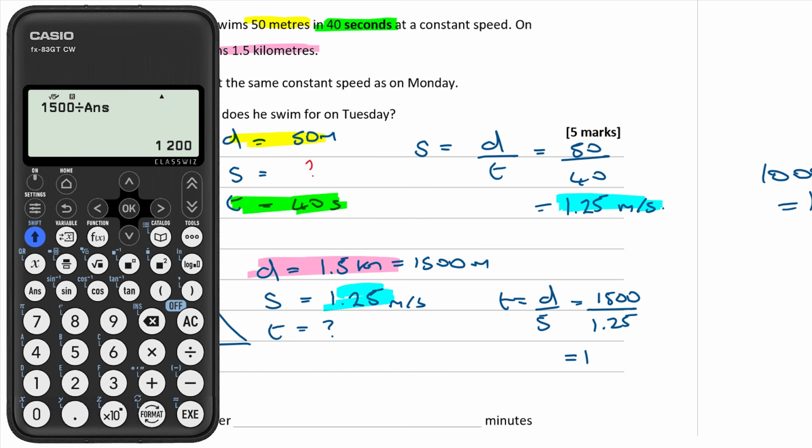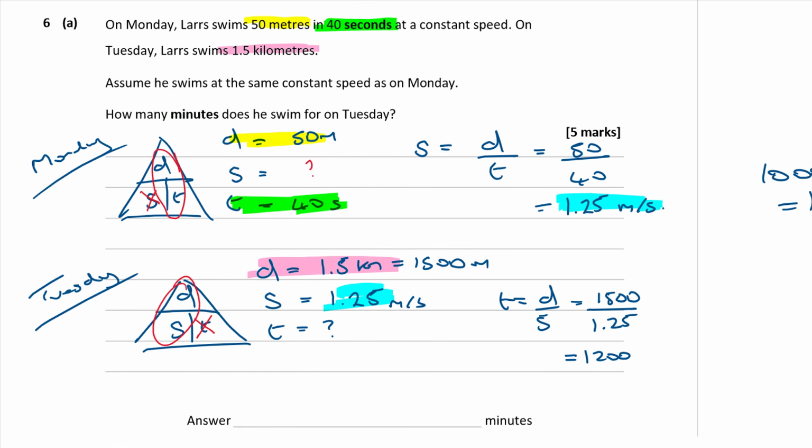1,200. Now again, take care of units. I was working in a distance of meters and a speed in meters per second, so that is going to be in seconds. But the question does say how many minutes is that then? So seconds into minutes, there are 60 seconds in a minute, so we're going to have to divide that by 60 then to find minutes. So 1,200 divided by 60, that is 20 minutes then. Okay, so then the answer is going to be 20.